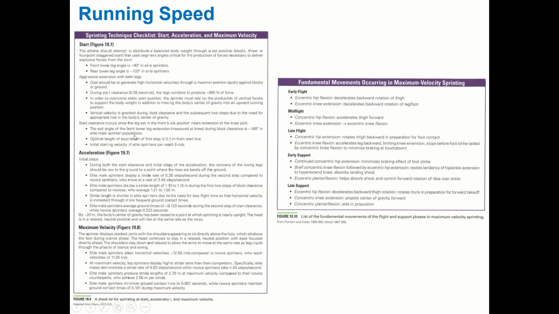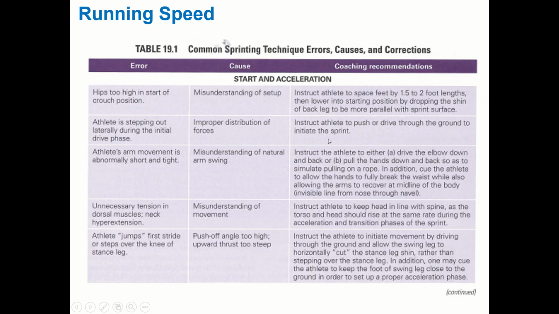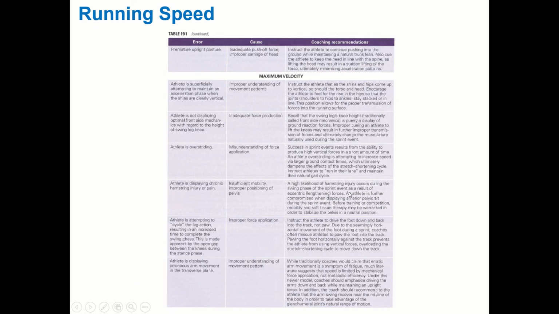So here's a little checklist of the things you want to look for if you're watching somebody's run, okay? And then movements that happen during each. And then this one is common errors. So you can see the things that athletes often do wrong, and then ways that you can recommend that they fix those things.